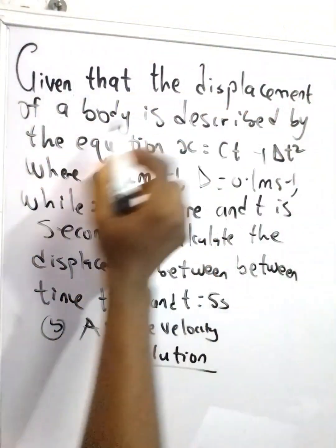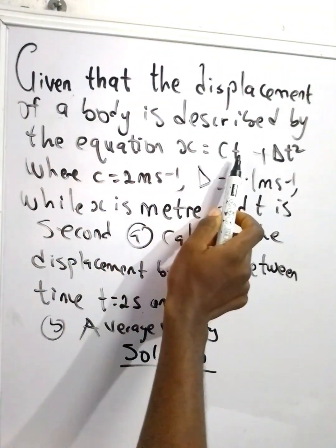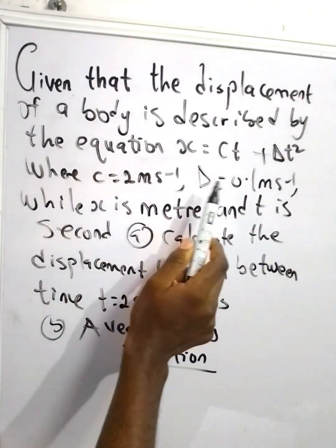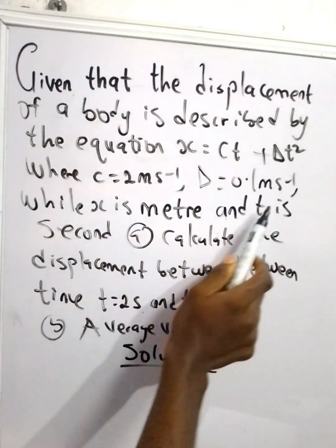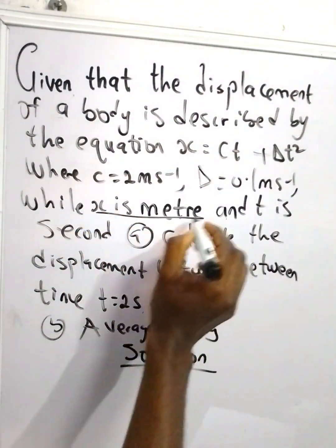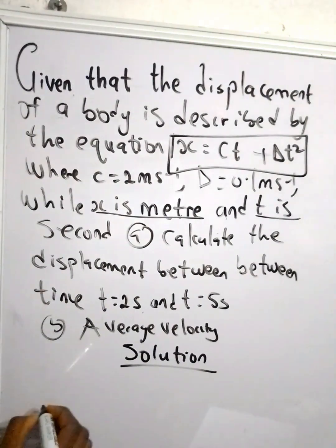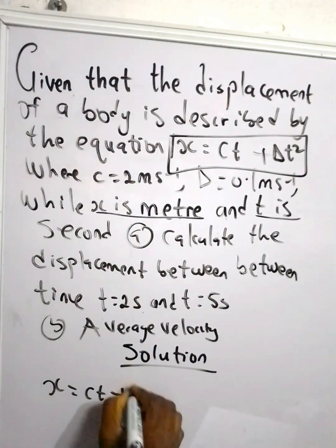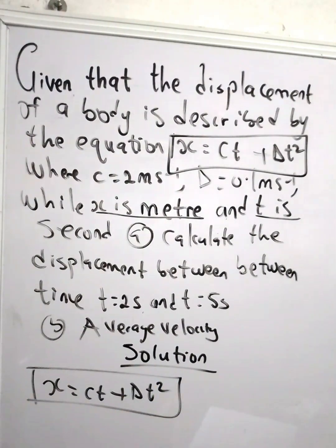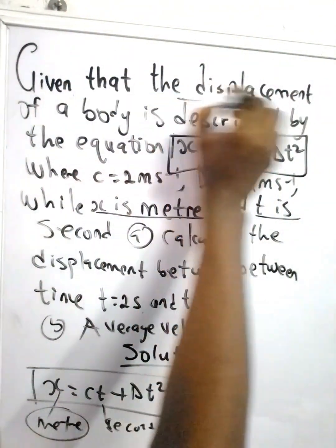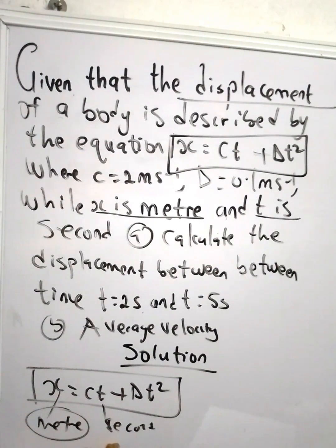Look at this. Given that the displacement of a body is described by the equation s = ct + dt², where c is 2 meters per second, d is 0.1 meter per second, while s is in meters and t is in seconds. That means we are given that our s is in meters and our t is in seconds, right? Let's write this equation outside: s = ct + dt². We were told that our s is in meters, that means s can be displacement, which is in meters, or distance, because the unit of distance is also meter. But we are given that s is the displacement, and our t is in seconds, which is time.